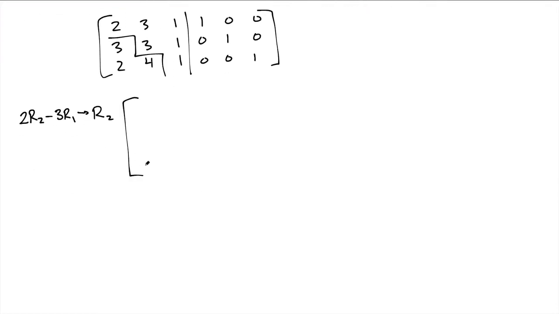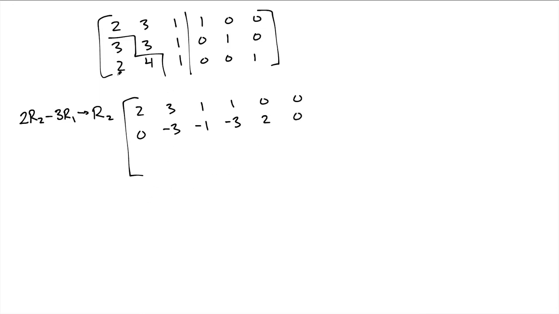So my first row, I'm going to go ahead and leave the way it is. I get 6 minus 6 is 0. 6 minus 9, which is negative 3. 2 minus 3, which is negative 1. 0 minus 3 is negative 3. 2 minus 0 is 2. And 0 minus 0 is 0.